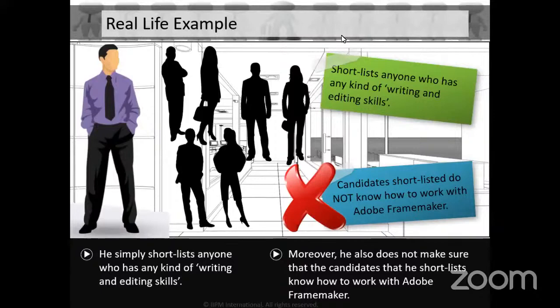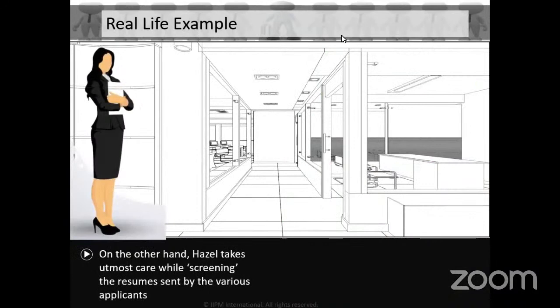Moreover, he also did not make sure that the candidates that he shortlisted know how to work with Adobe FrameMaker. So that was what he did. And that was why he got the wrong results, okay?